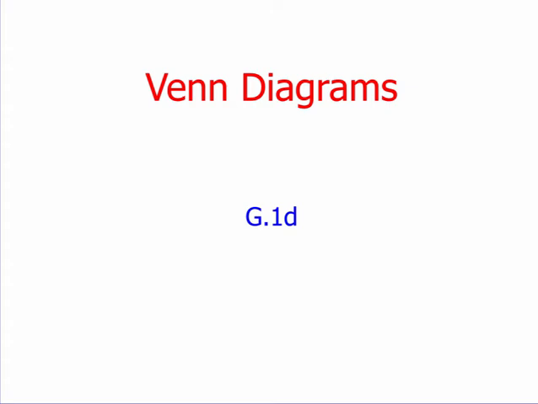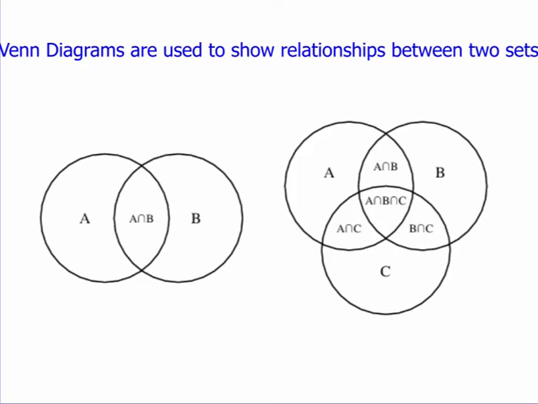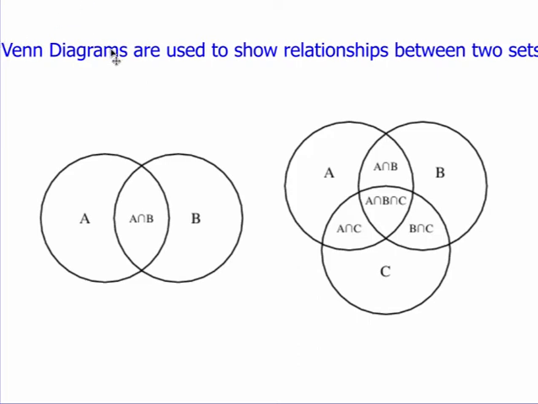For this video, we're going to be discussing Venn diagrams. I'm sure you've seen a Venn diagram before. A Venn diagram is made up of circles, usually 2 or 3 circles, and they're used to show the relationships between two sets of data.